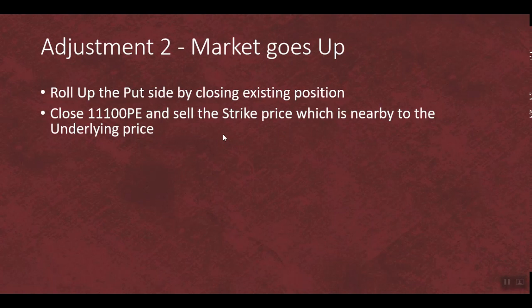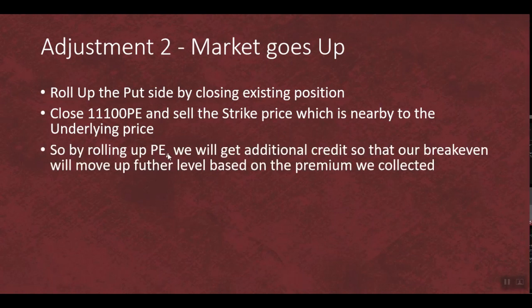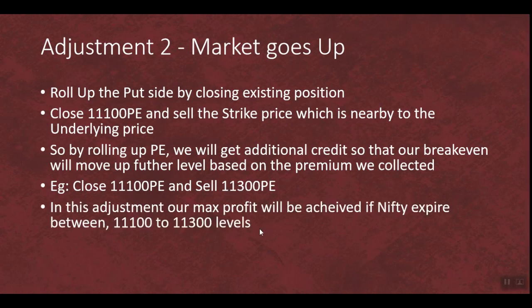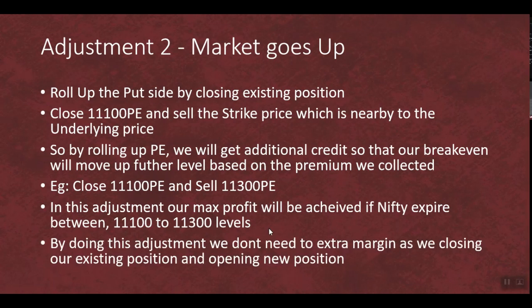So in this example, we are closing the 11,100 PE and selling the strike price which is nearby to the underlying price. By rolling up the PE, we will get additional credit, so our break even will move up further based on the premium we collected. For example, we close 11,100 PE and sell 11,300 PE, assuming that the Nifty has moved above 11,300.